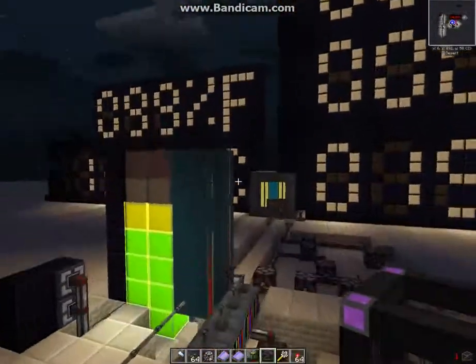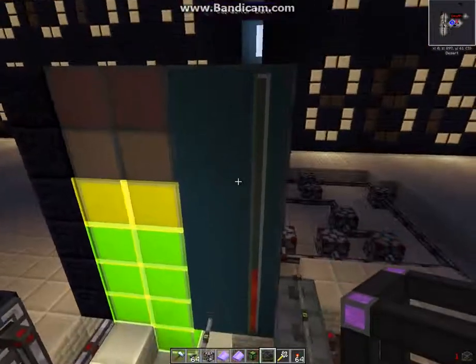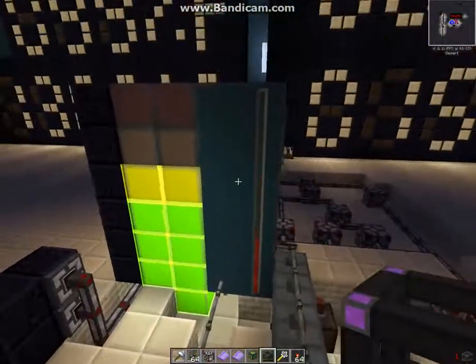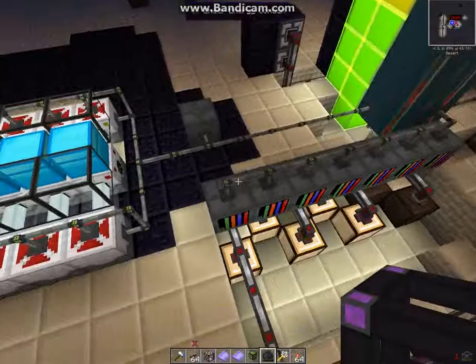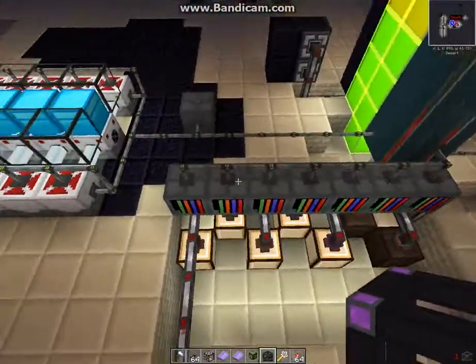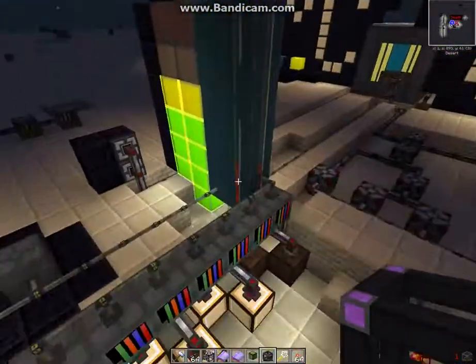Okay, let's get started. How does this work? You have this capacitor bank here. This is the one where we read out the values, and you have to attach 7 energy monitors only to this capacitor bank. That's important.